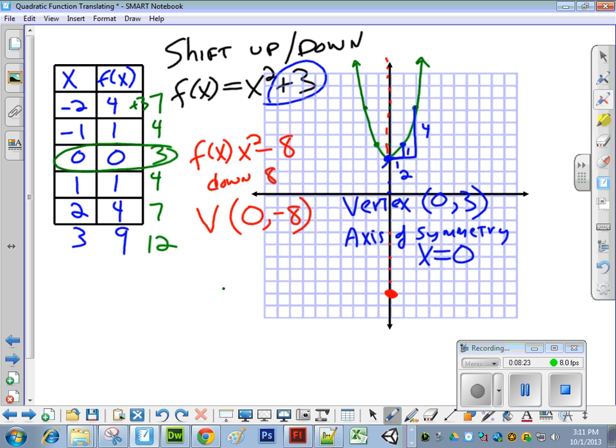Now let's try using our relative 0, 0. Since the shape is exactly the same on this one as it is on the parent graph, if I go here, I count 1 to the right and up 1, that's 1 point. If I count 2 to the right and up 4, I might as well, as long as I have the room, let's do 3 and 9. 1, 2, 3, 1, 2, 3, 4, 5, 6, 7, 8, 9.